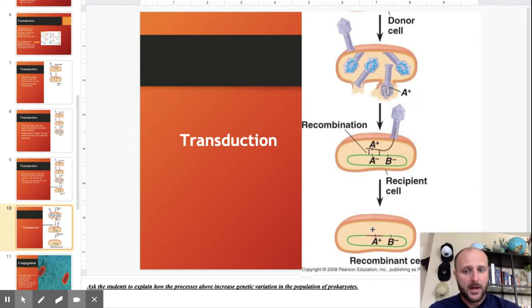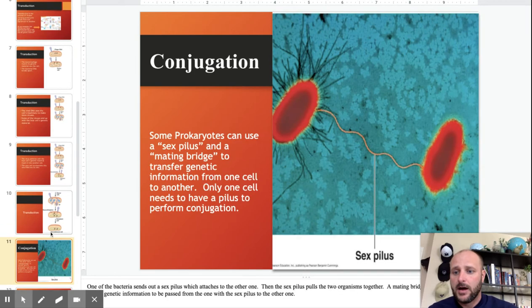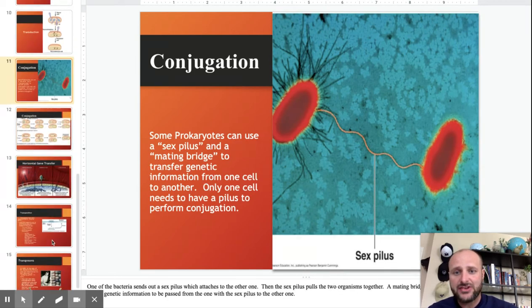Understand that with this transformation and this transduction, we're trying to show you how bacteria can become very diverse very quickly. You get all these new ways to put new DNA in them, and that DNA can be used to help fight off antibacterial methods. The third method, conjugation.